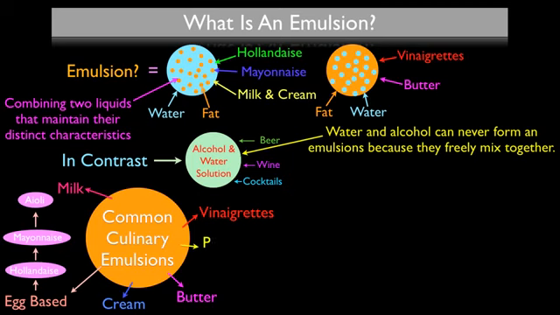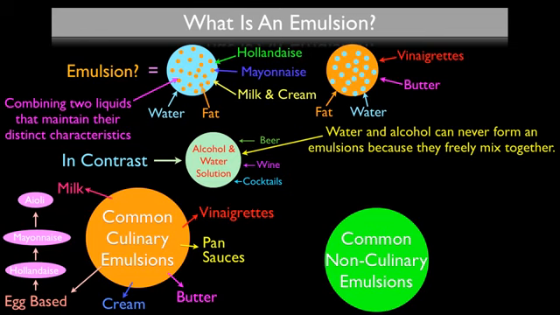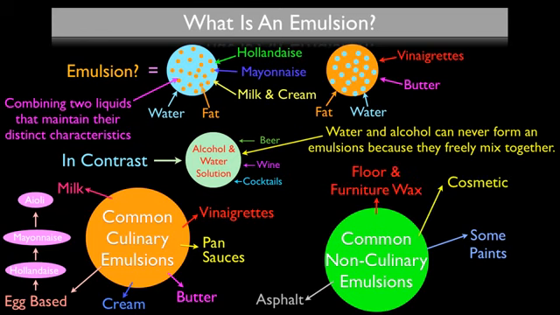And of course, pan sauces, which there have been a couple of technique videos that we've released at StellaCulinary.com on pan sauces. Normally we will finish a pan sauce by swirling in some fat, usually butter, but sometimes cream. This is actually to add viscosity and flavor, and it is technically an emulsification technique. Now, there are some common non-culinary emulsions that you will come across in your day-to-day life, and these include some paints, asphalt, floor and furniture wax, cosmetic creams, and crude oil, all emulsions.